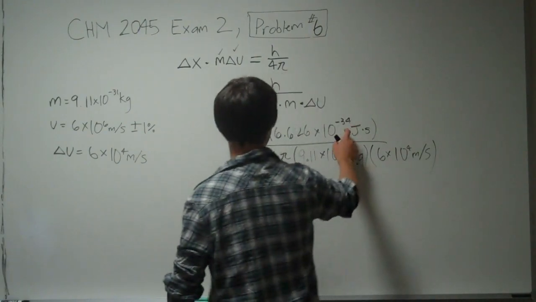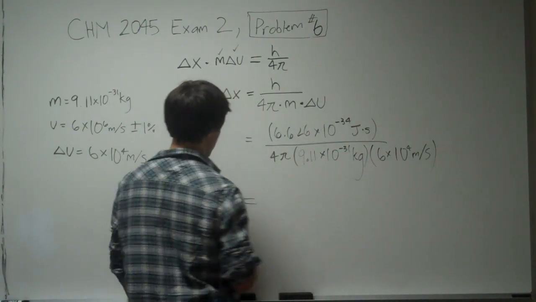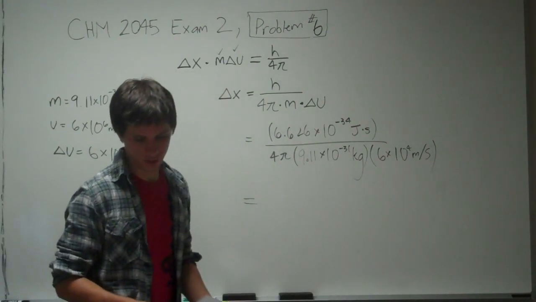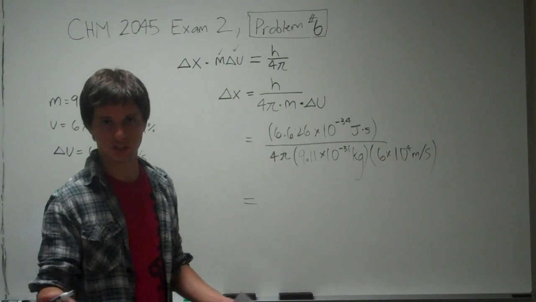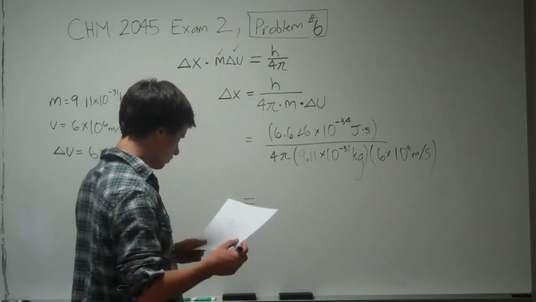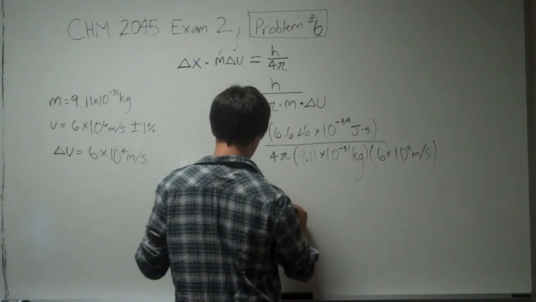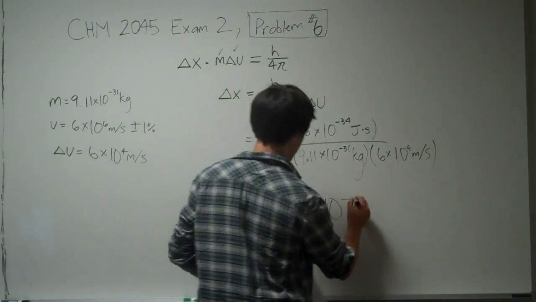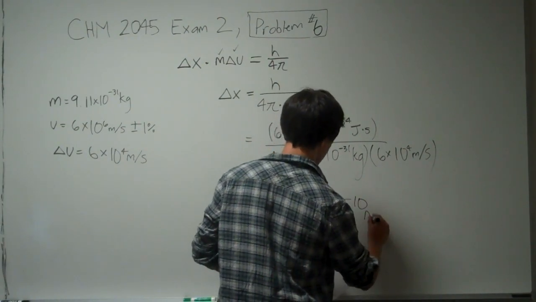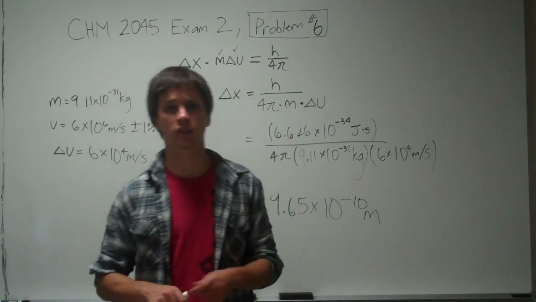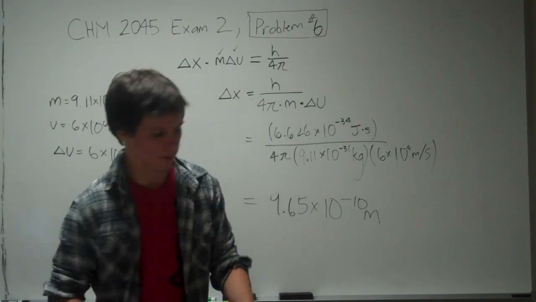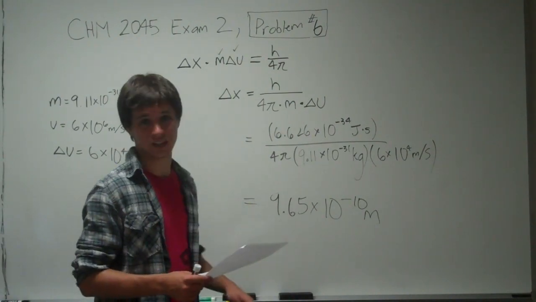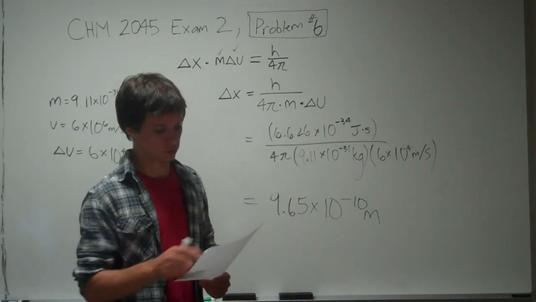And now, because of the units of joules, everything is going to end up canceling out except for one of the meters, which is what we wanted because we wanted an uncertainty in position, which is measured in meters. So this is going to work out to 9.65 times 10 to the negative 10 meters. And at first glance, it might not look like that's one of the answer choices, but this is actually really, really close to 1 times 10 to the negative 9 meters. And that's answer choice A on the test.